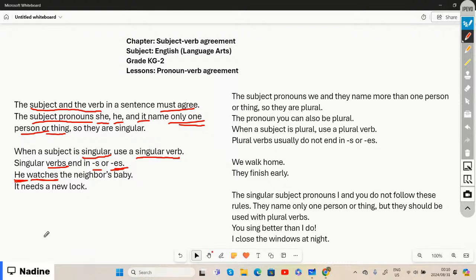And it also says it needs a new lock. So it refers to one thing. It refers to one thing, and needs is our verb, right? And it refers to one thing, so which means that our verb then ends with an s, right? Because now it agrees with the subject. So it needs a new lock.